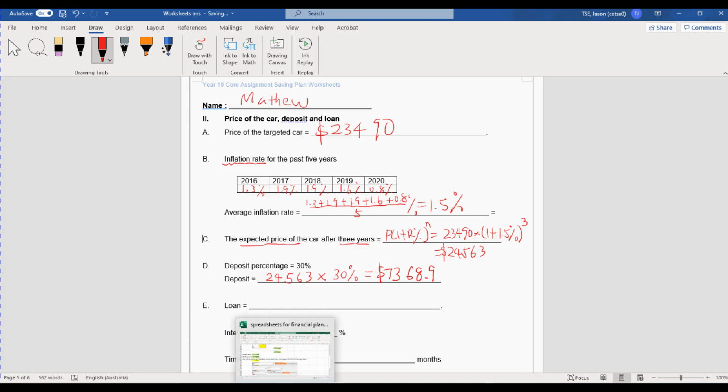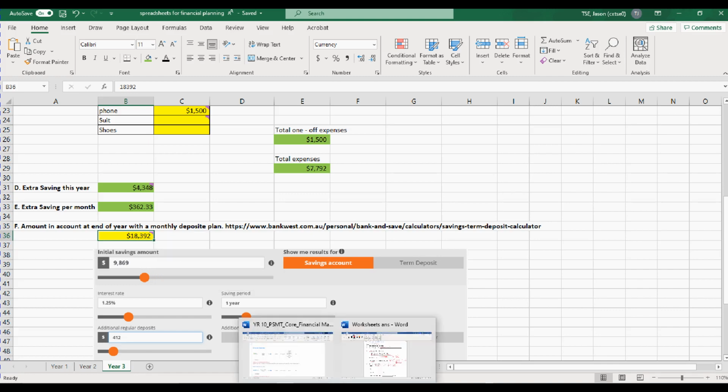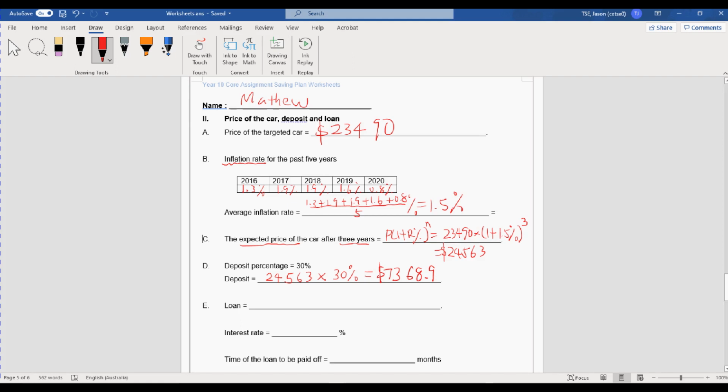Will you have enough money for this amount? Let's go back to your tracked account, right? In our spreadsheet, your account is worth like $18,392. It's around 18,000 for sure, right? So that means you are more than capable of paying that deposit. You still have like 10,000 left.